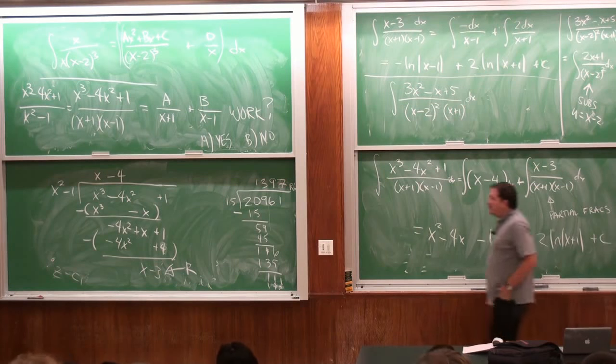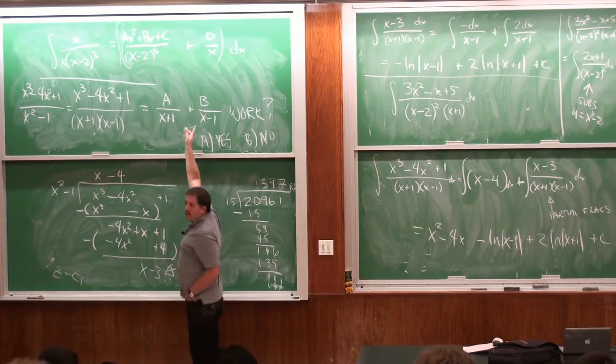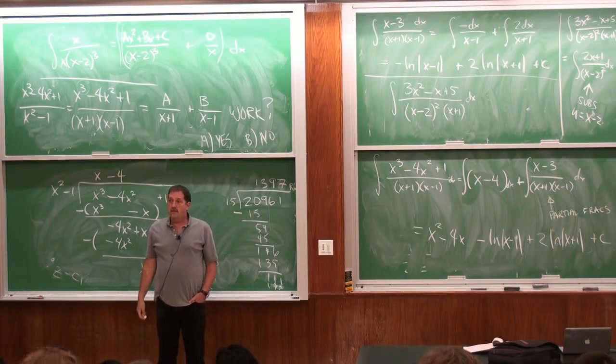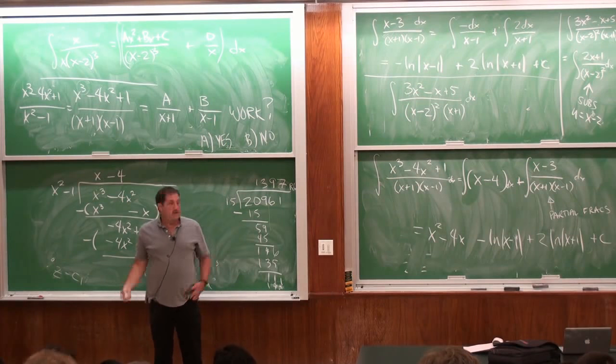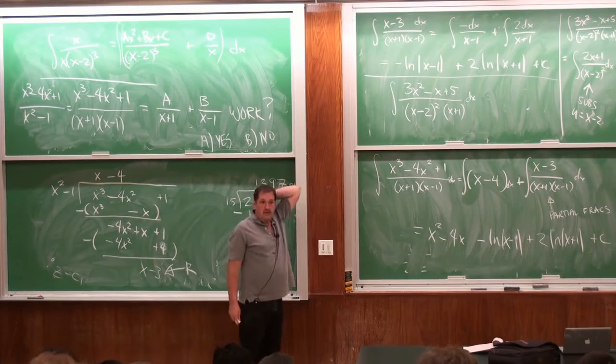So for partial fractions to work, you need the degree of the numerator to be 1 less than the degree of the denominator. Because otherwise you can't pick up the extra term. So sometimes you have to rearrange a little.